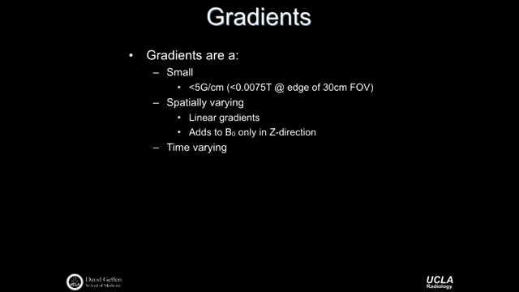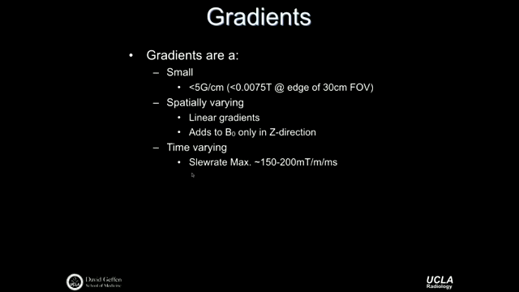They're time varying, meaning we turn our gradients on and off, and we do this pretty rapidly, on the scale of milliseconds. We measure the switching rate, we call it the slew rate, and it's in terms of something like field per distance per time. Again, the units can get thrown around in slightly different ways, but a typical slew rate for a modern MR system would be 150 or 200 millitesla per meter per millisecond. So that's how quickly we can change our gradients.